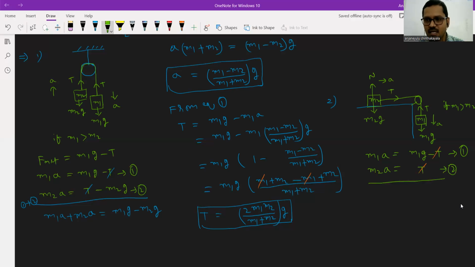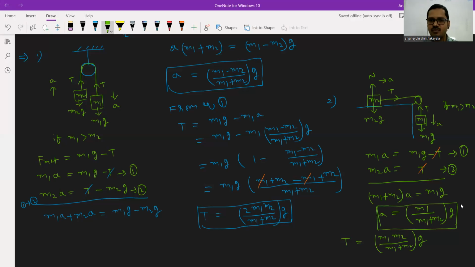After the cancellation and taking A common on the left side, (M1 plus M2) times A is equal to M1G. Therefore, acceleration A is equal to M1 divided by (M1 plus M2), times G, where G is the acceleration due to gravity. Putting this acceleration A value in equation 2, we easily get the tension. Therefore, tension T is equal to M2A. After substituting the A value, T equals M1 M2 by (M1 plus M2) times G.